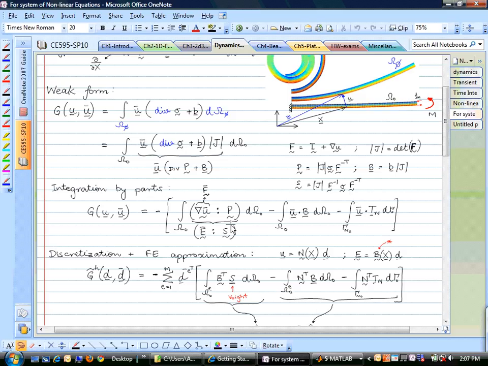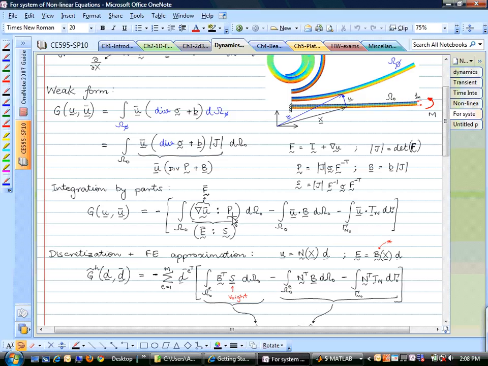Double dot is the element-wise multiplication of F and P, right? F is a 3 cross 3 matrix, P is a 3 cross 3 matrix. You take each element, the corresponding elements of those two matrices, multiply them and add them. That's double dot. And that is basically the internal virtual work.